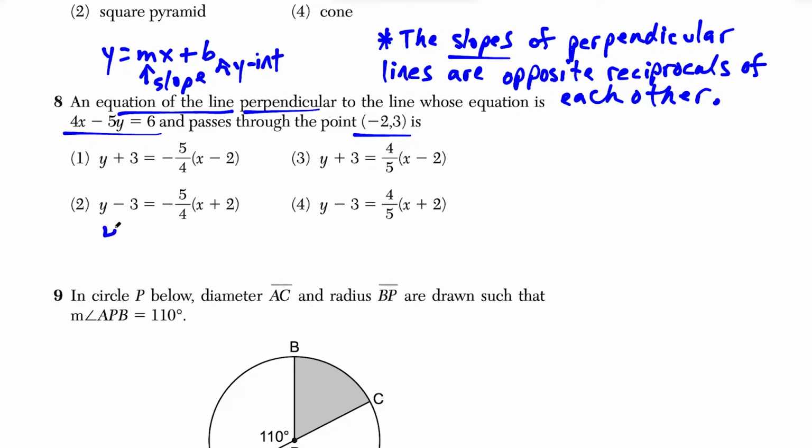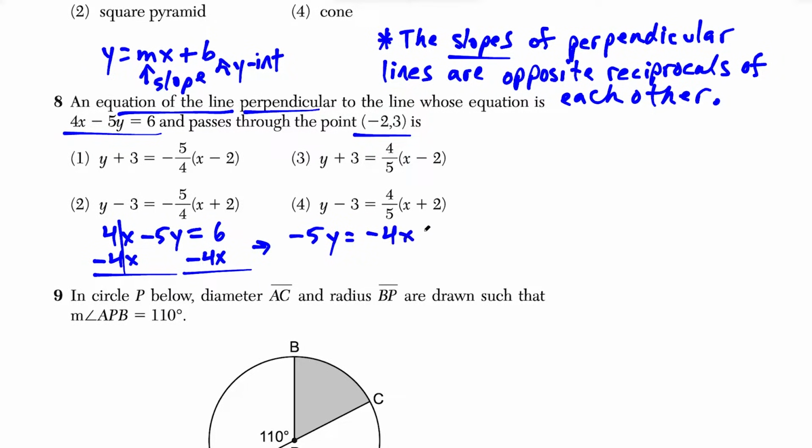So we're starting off, we have 4x minus 5y is equal to 6, and we're going to solve for y. So we could start by subtracting 4x on both sides. And now on the left side of this equation, 4x minus 4x cancels, and now we're going to have negative 5y is equal to negative 4x plus 6.